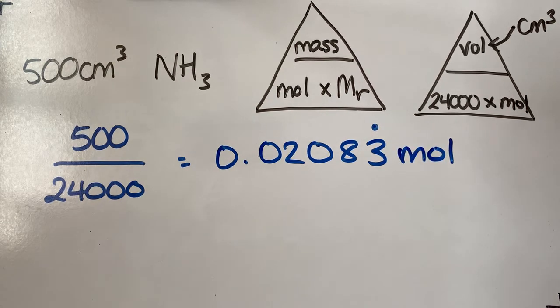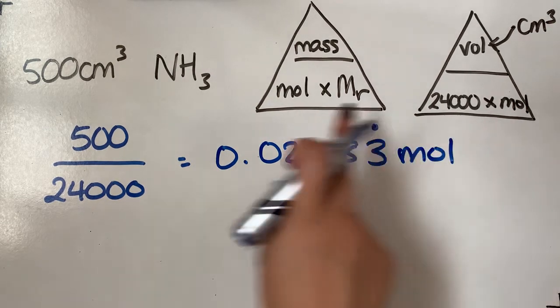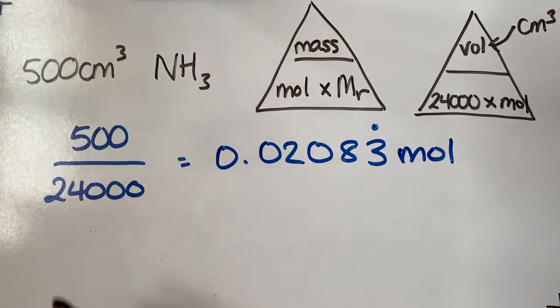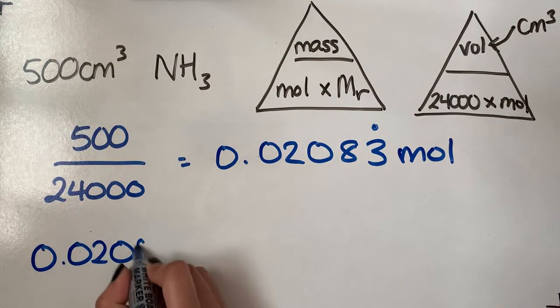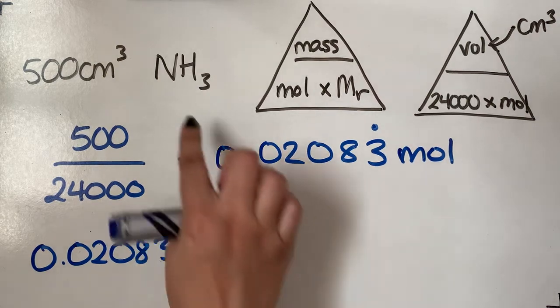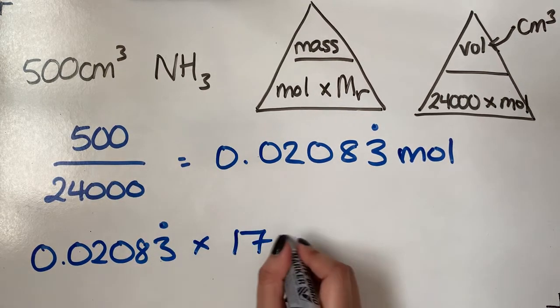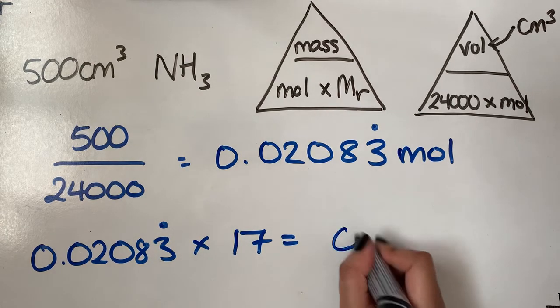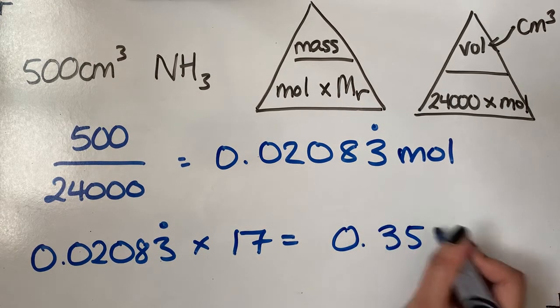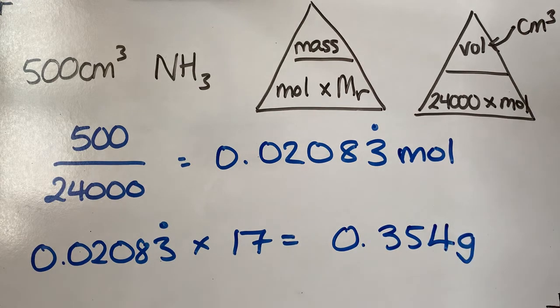So that's the moles we worked out from this equation. We're now going to plug that into this equation to get our mass. So that's 0.02083 recurring, multiplied by the molar mass of ammonia, which is 17. And that gives us an answer of 0.354 grams to 3 decimal places. So that should be fairly straightforward now to work through the rest of exercise 10.